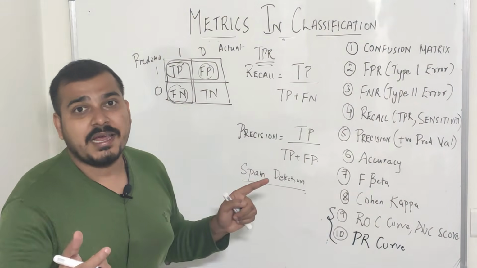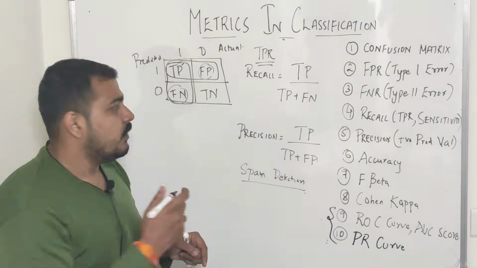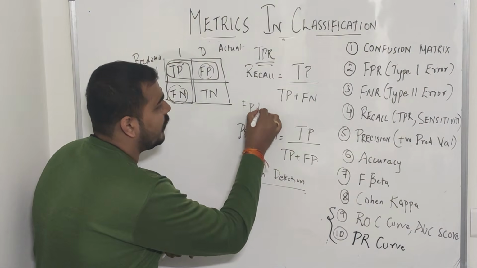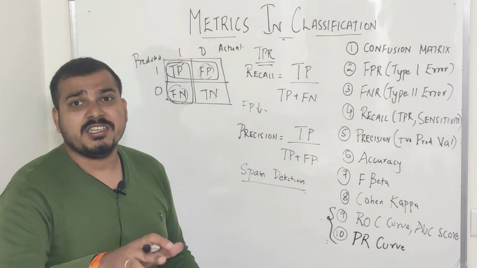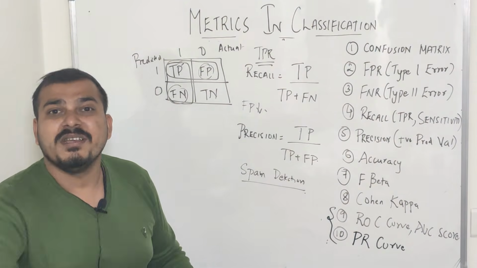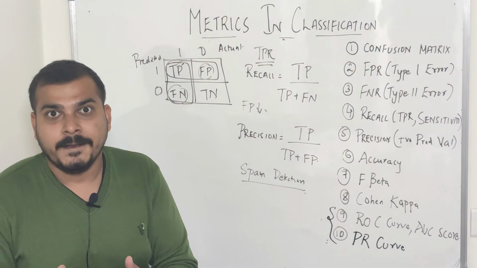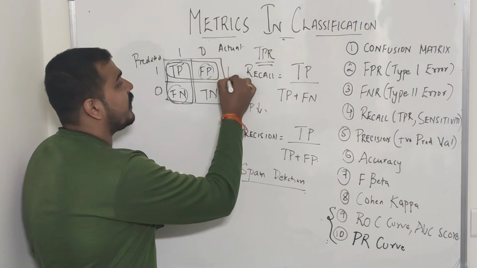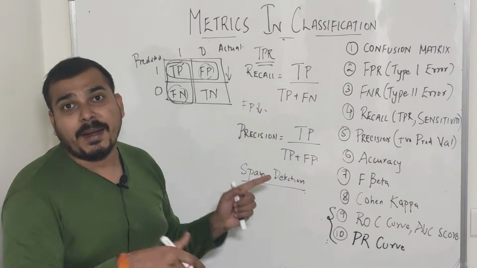In this scenario, we should try to reduce the false positive value. Because in spam mail detection, if a mail is not a spam and it is predicted as a spam, the customer is going to miss that mail, which may be a very important mail itself, right? So we should always try to reduce the false positive value in this kind of use case, that is spam detection.